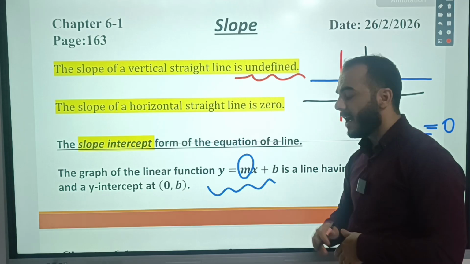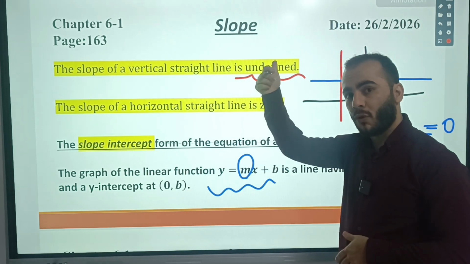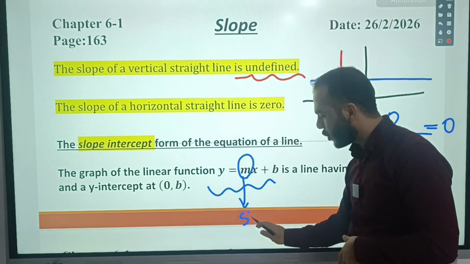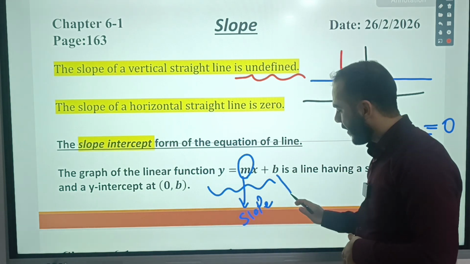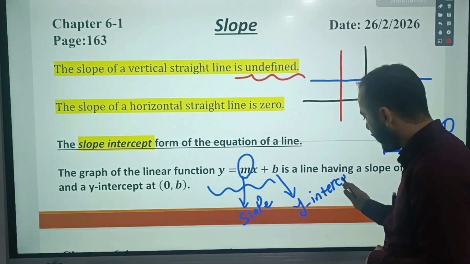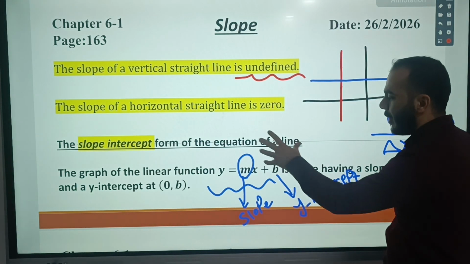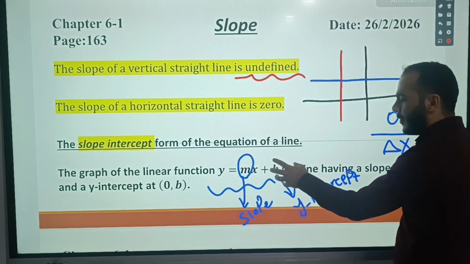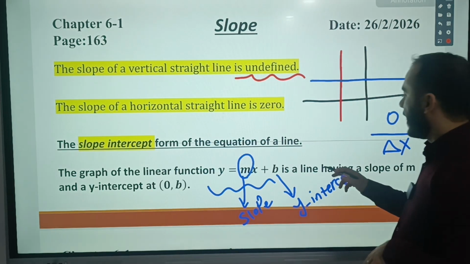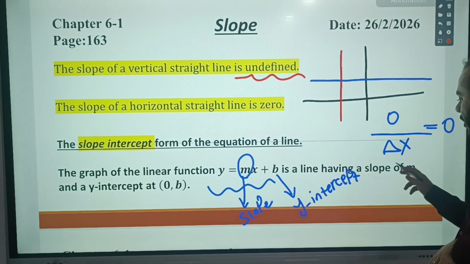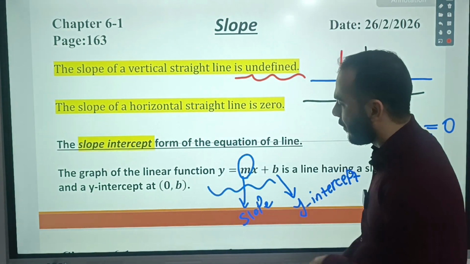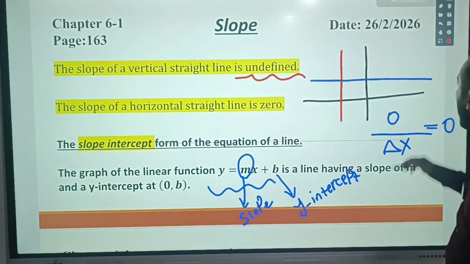So here m stands for slope. We already studied it. And this b is the y-intercept. Perfect. So m represents slope and b represents the y-intercept. It is a line having a slope of m and a y-intercept at (0, b). As I already said, m is slope, b is the y-intercept.